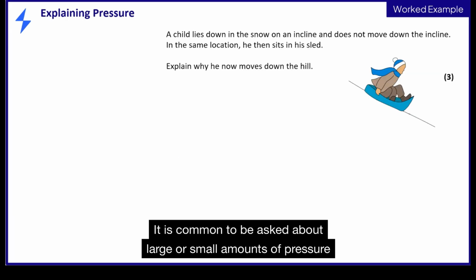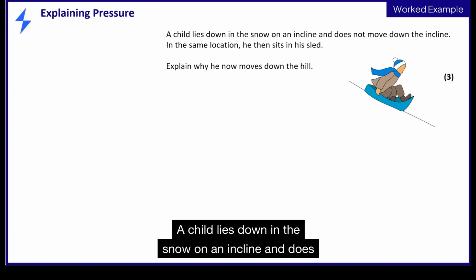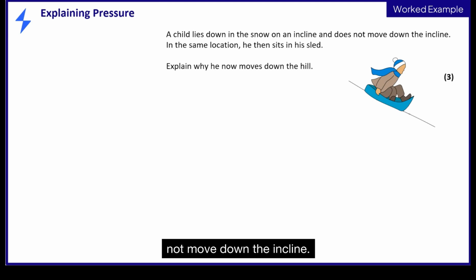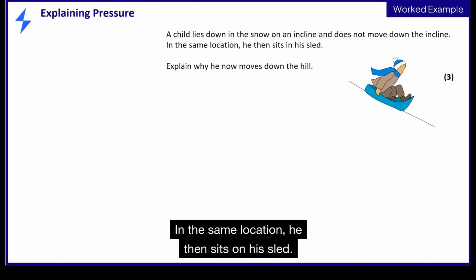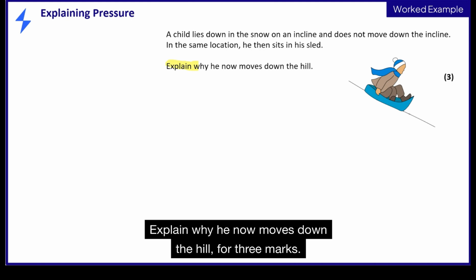It is common to be asked about large or small amounts of pressure applied to a situation. Here, a child lies down in the snow on an incline and does not move down the incline. In the same location, he then sits on his sled. Explain why he now moves down the hill for 3 marks.